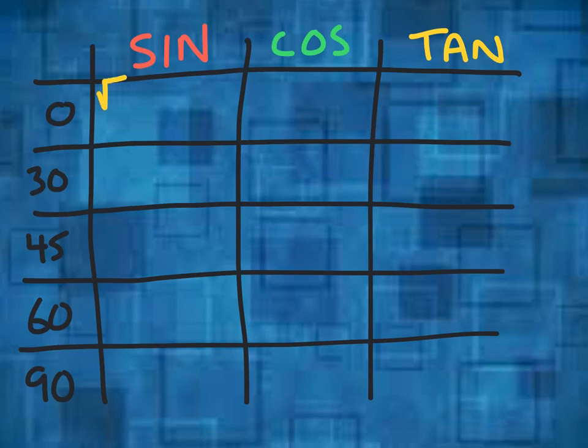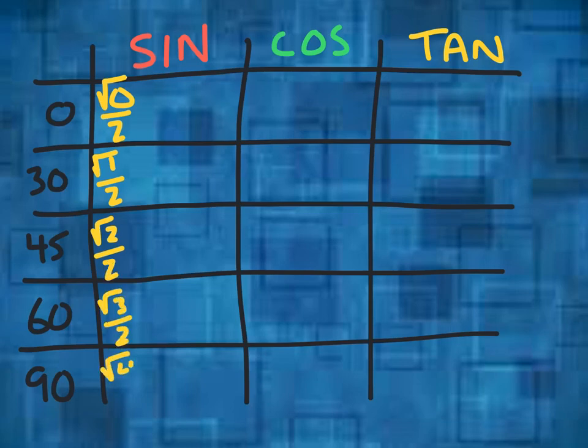I'm going to write the square root of 0 over 2, the square root of 1 over 2, the square root of 2 over 2, the square root of 3 over 2, and the square root of 4 over 2. So did you see my pattern? I just did square root of 0 over 2, square root of 1 over 2, square root of 2 over 2, square root of 3 over 2, square root of 4 over 2.